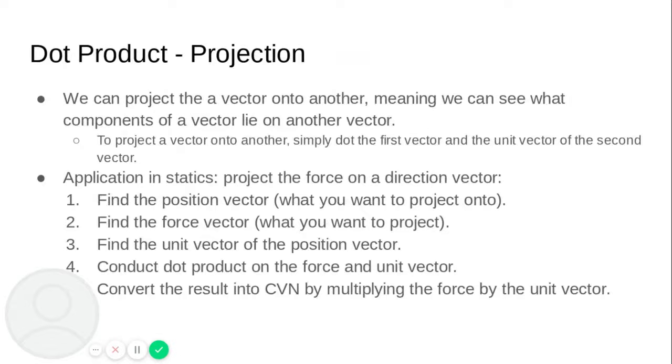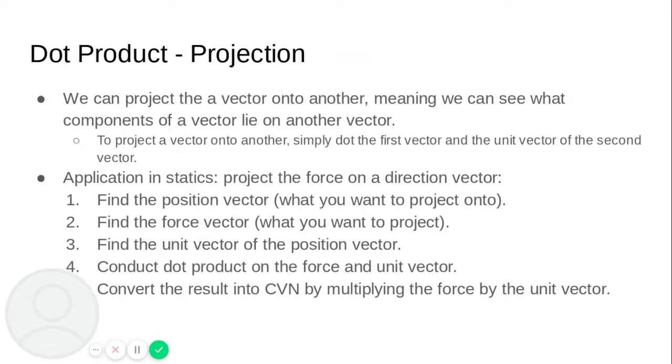Projection is a very useful application of the dot product. So we can project a vector onto another, so we can see which components of the vector lie on another vector. To do this, we just dot the first vector and the unit vector of the second. So an application in statics is if you want to project a force onto a direction vector. So say, for example, you have a force acting on a line, then you'd find the position vector of that line and find the force vector.